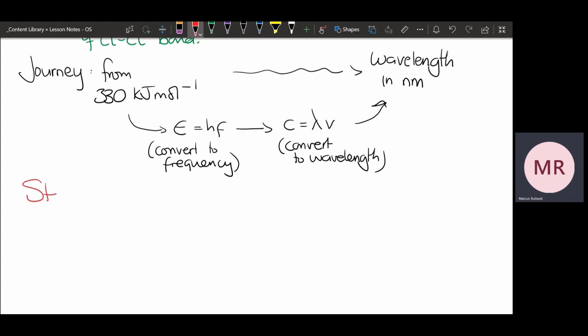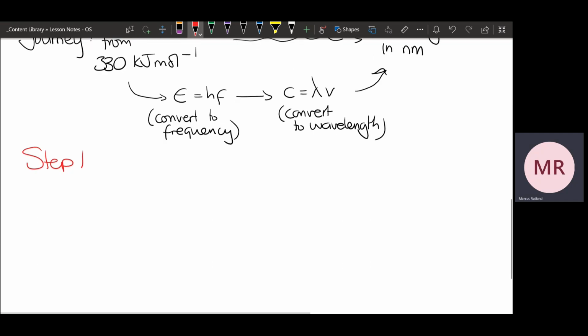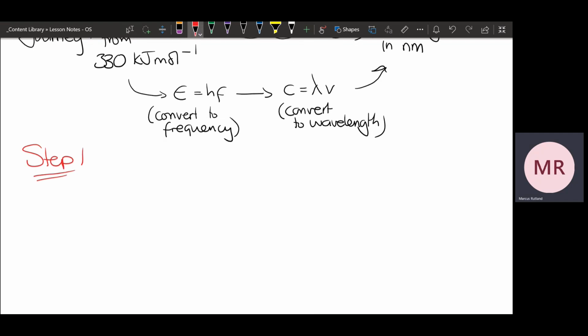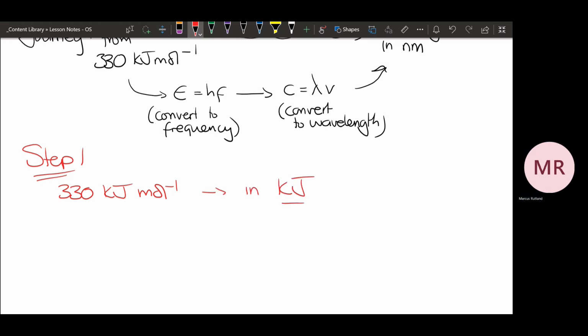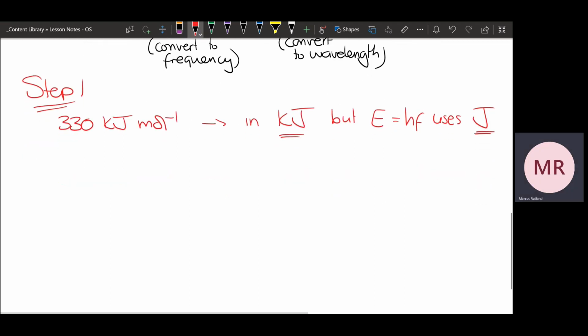So step 1, if we start with our 330 kilojoules per mole, this is in kilojoules, but E equals hf needs joules. So we can convert. Just pause a moment. How do you convert from kilojoules to joules? What is the factor, and do you multiply or divide by it?